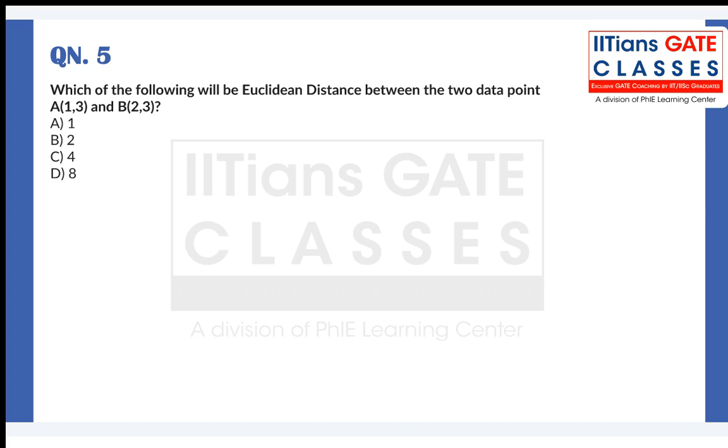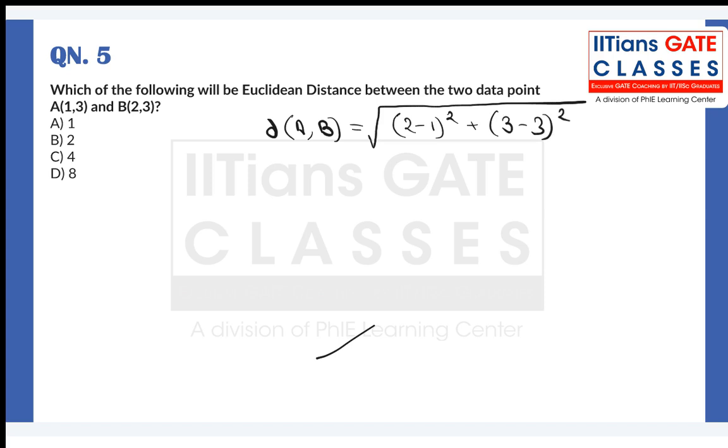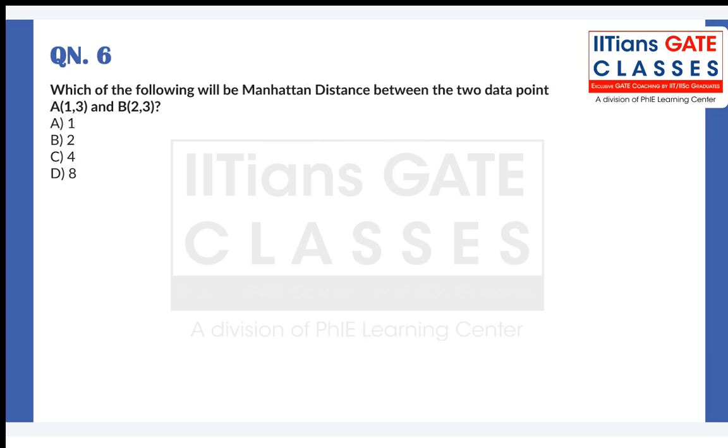So how will you calculate Euclidean distance? Okay, back to elementary maths. D of A comma B is nothing but root over (x2 minus x1) whole square plus (y2 minus y1) whole square. So (2 minus 1) whole square plus (3 minus 3) whole square, which is 1 square, which is 1. You take the absolute value, distance can never be negative, right? So it is 1, and that's why the answer is 1. Perfect. Good. What do you think is the Manhattan distance between these 2 points?